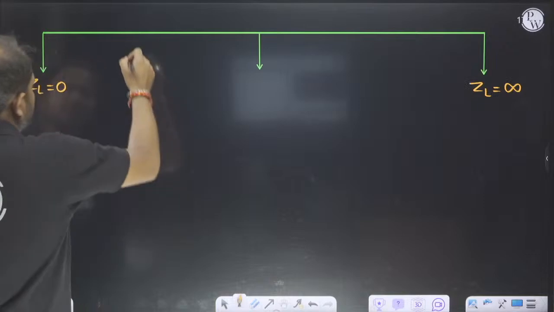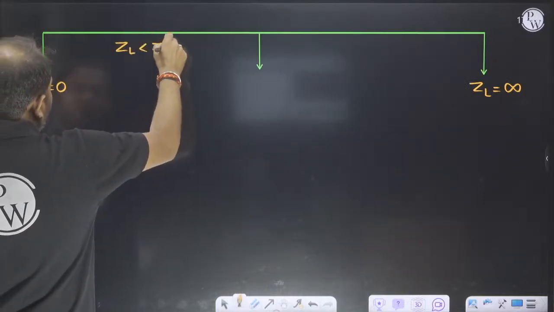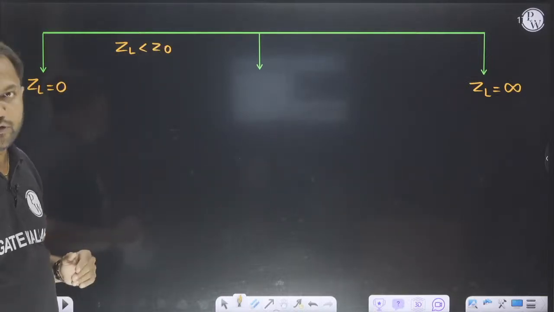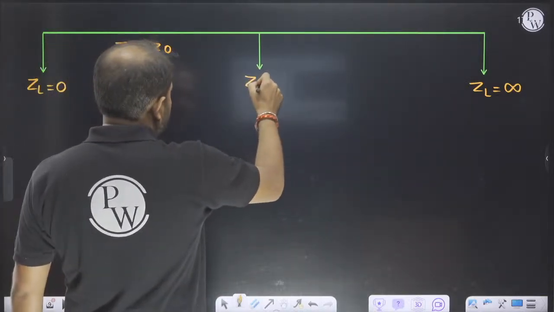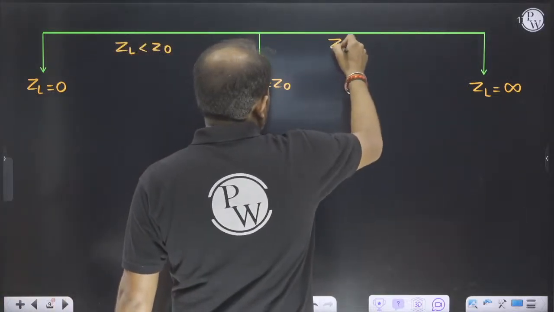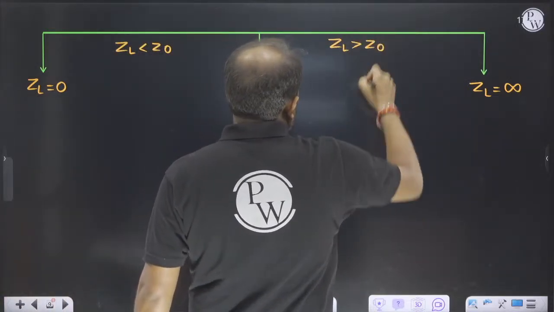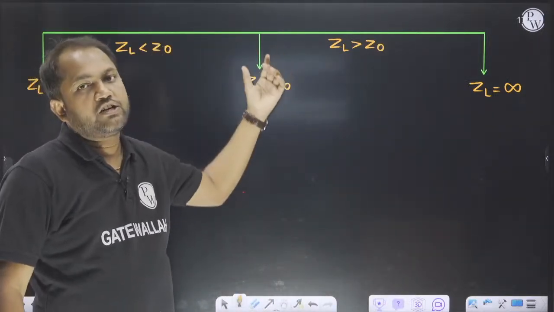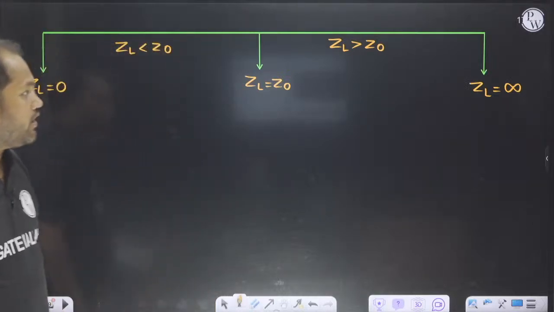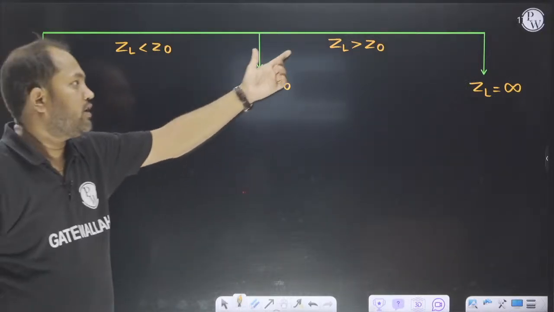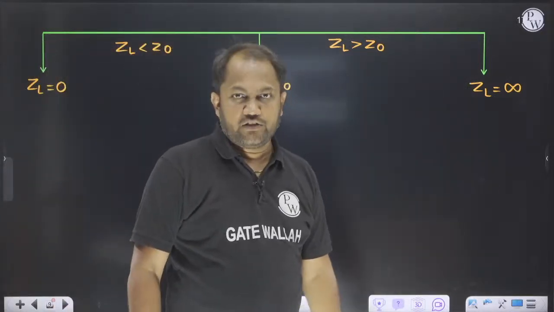There is a chance that ZL is less than Z0. That means Z0 is 50 ohm and ZL is less than 50 ohm. There is a chance that ZL is equal to Z0, and a chance that ZL is greater than Z0. So there are 5 cases for ZL. The first case is 0, then less than Z0, equal to Z0, greater than Z0, and infinity.